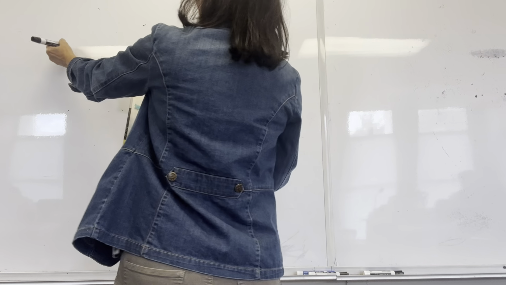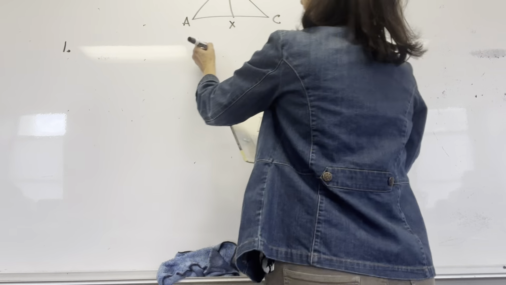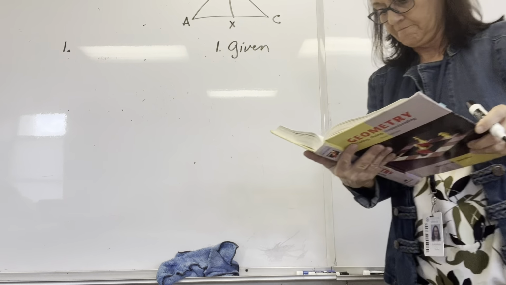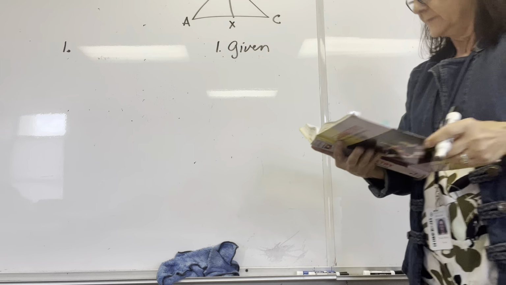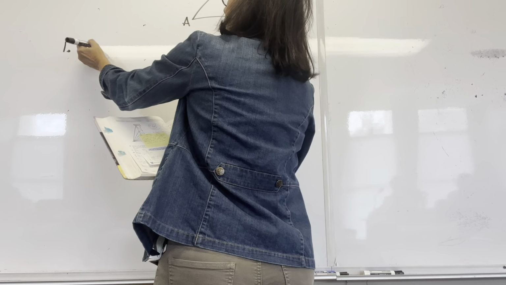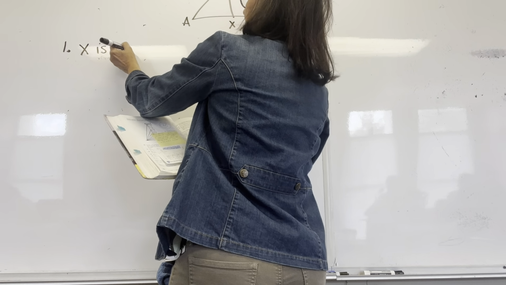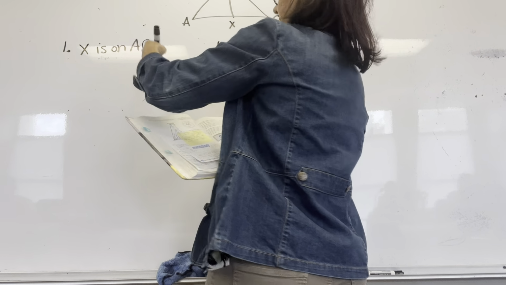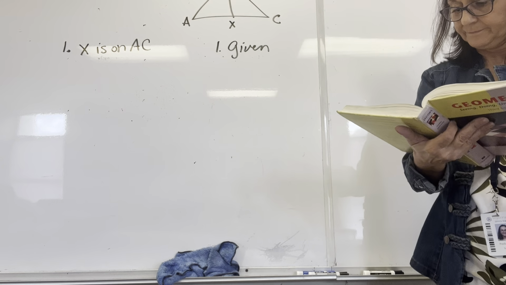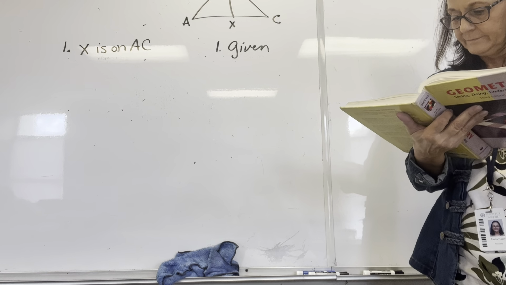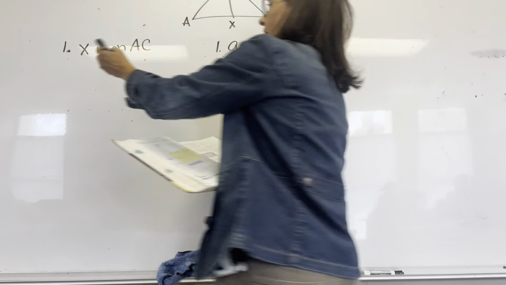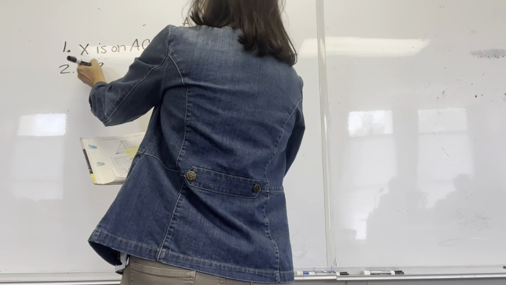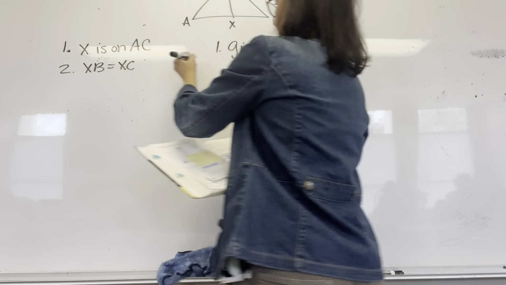Okay, what's the first given statement? Point X is on side AC of triangle ABC, such that XB equals XC. Let's just say X is on AC. All right, that's the first given. The second given is XB equals XC.